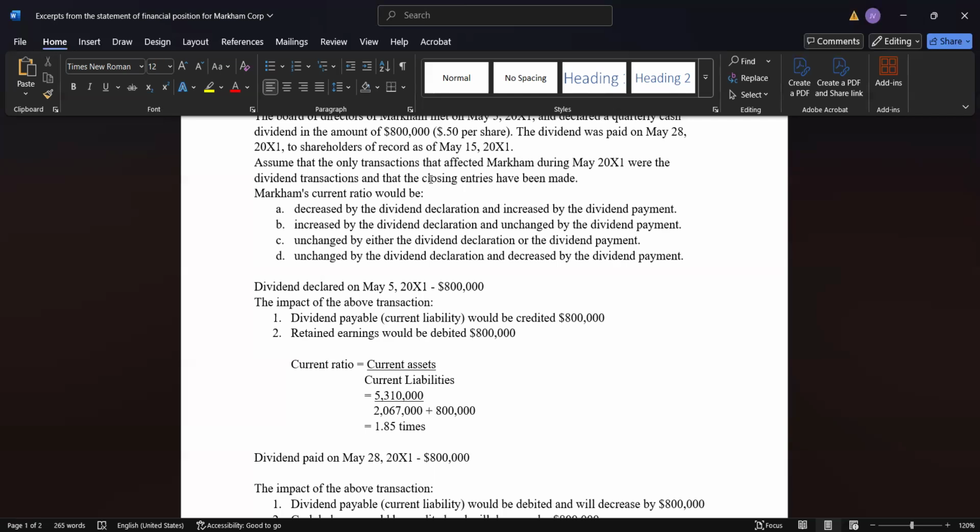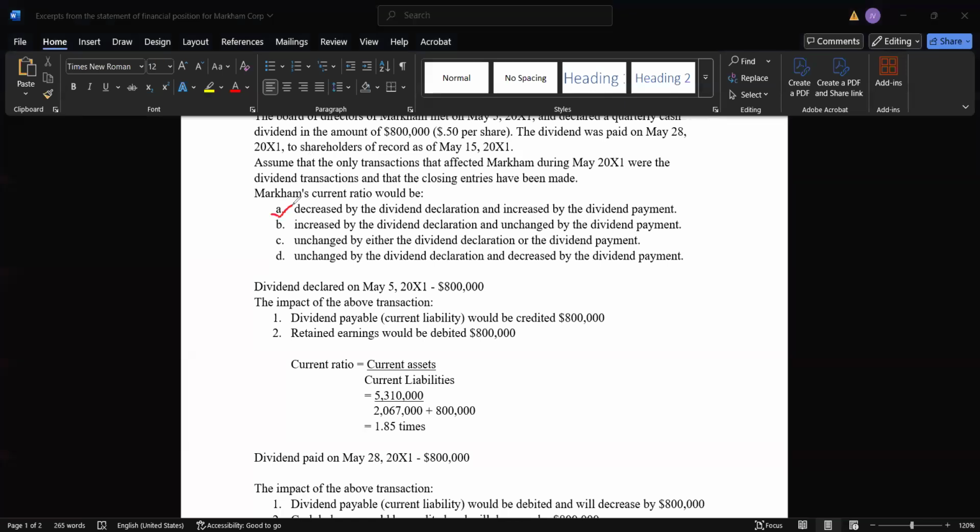Dividend declaration, which happened very specifically on May 5th, has by the end of the month decreased, and the payment is now increased. So the cash amount is going out, the cash balance is decreasing, but the payment is increasing. On that note, we see that option A is the right answer.